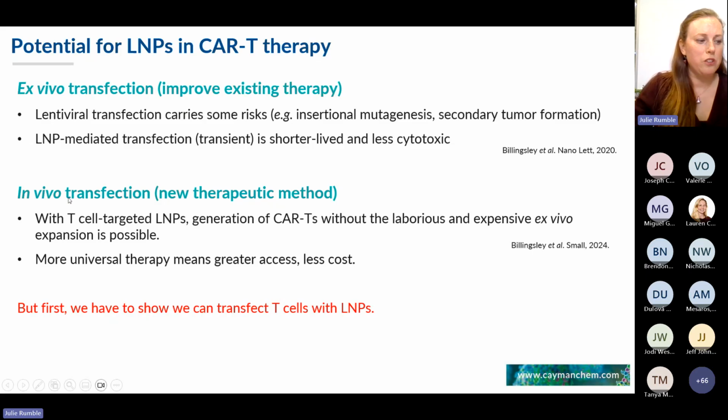A future alternative presents a new therapeutic method, namely in vivo transfection of T cells with CAR constructs. If this is truly possible, this therapy would be far less expensive and far more universal, which means greater access. These are exciting possibilities, but the first step is developing the tools and methods required to transfect T cells using LNPs.